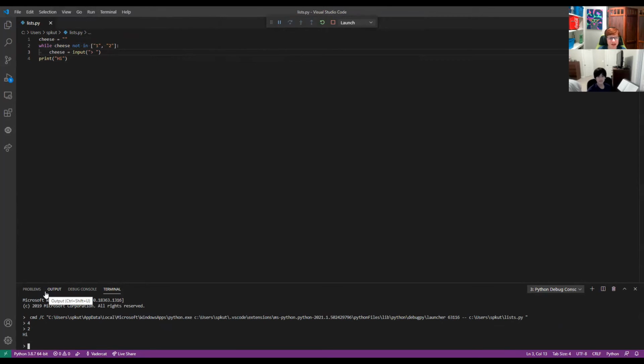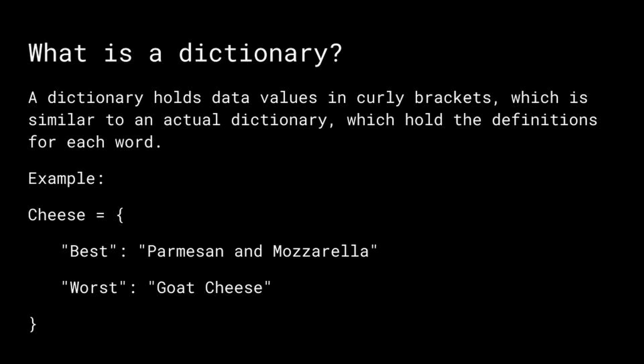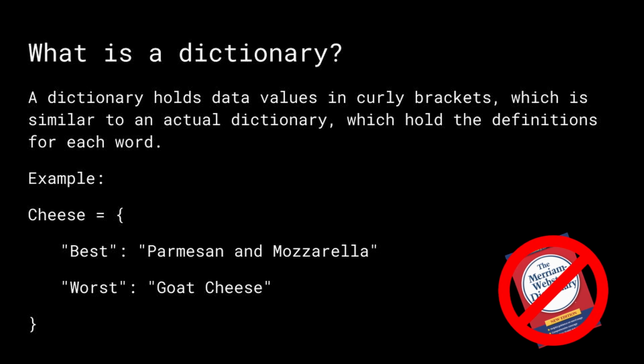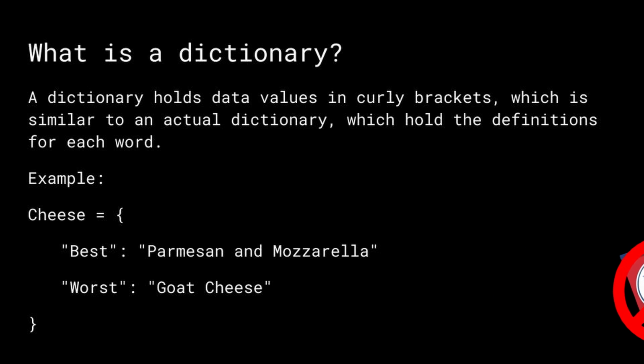So now let's talk about dictionaries. What is a dictionary? A dictionary holds data values in curly brackets, which is similar to an actual dictionary, which holds the definitions for each word. An example is this. So there's the variable, which is called cheese, and there are 2, I would guess, definitions. So there's best, which is equal to Parmesan and mozzarella, and worst, which is equal to goat cheese.